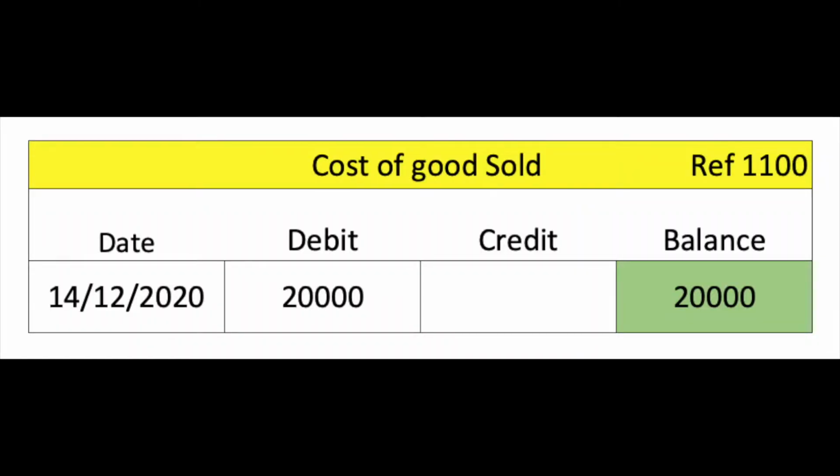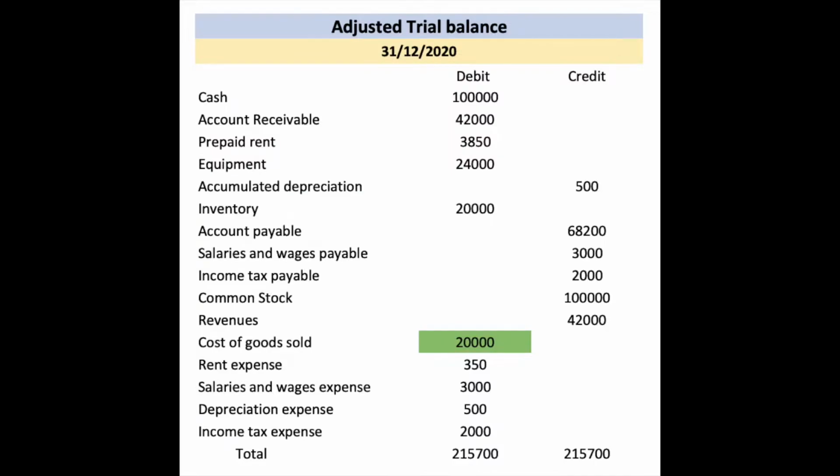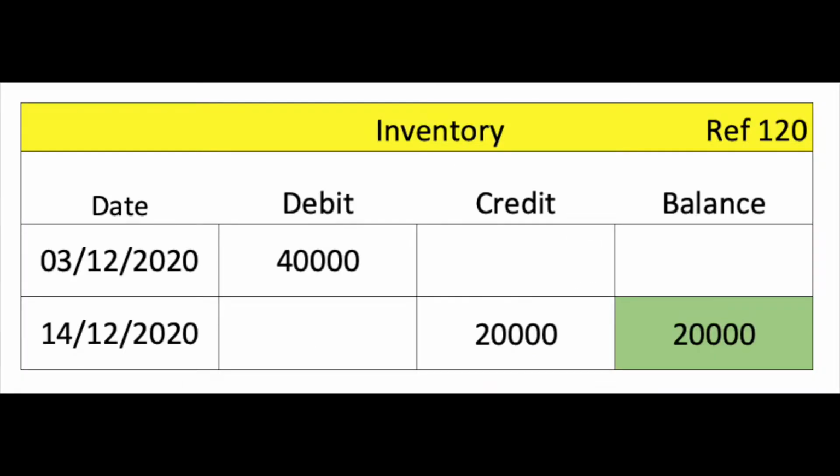Moreover, cost of goods sold increased by $20,000 and it is transferred to the trial balance. Likewise, inventory decreased by $20,000. The adjusted balance is shown in the trial balance.